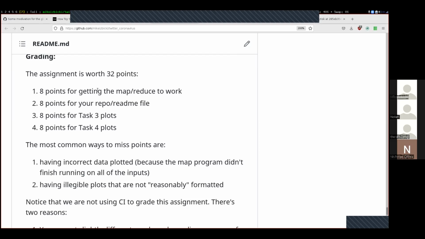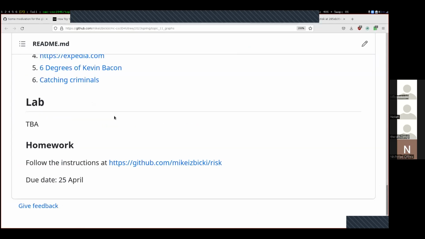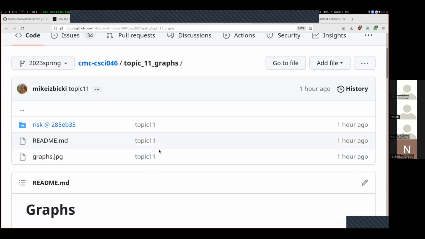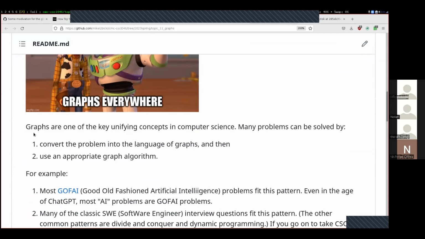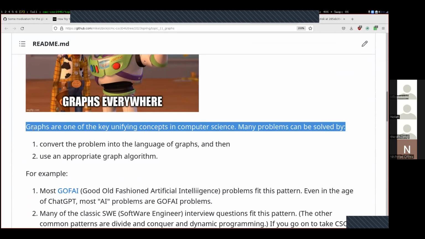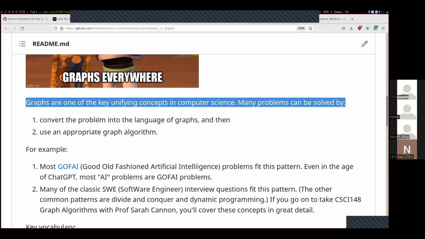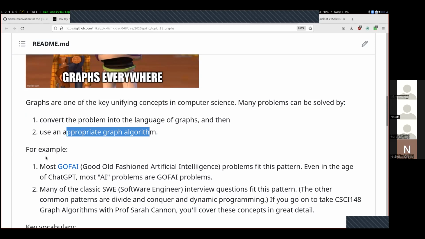Good questions. Any other questions? Okay. We're going to spend the rest of our time in class today talking about this topic 11 folder on graphs. And graphs, a nice Toy Story meme here, are everywhere in computer science. They're one of the key strategies that we have for creating algorithms: to somehow describe that algorithm as a graph problem, and we'll talk about what that means in a second, and then use an appropriate graph algorithm.